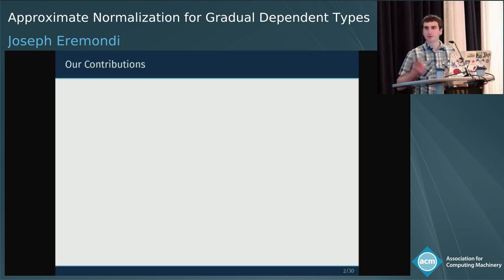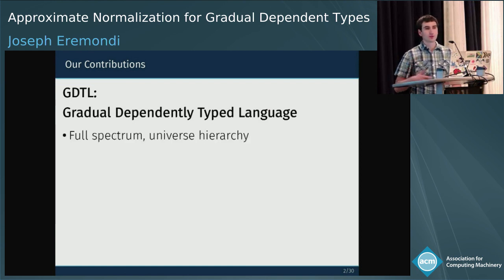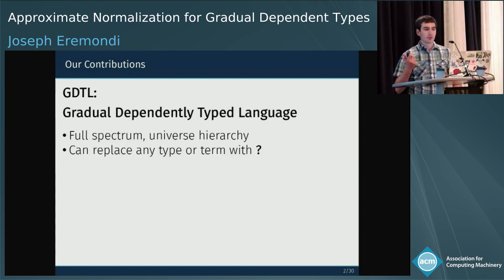So first off, the bullet point summary: what did we contribute? We created GDTL, which is a gradual dependently typed language. So it supports full spectrum dependent types. Types and terms are interchangeable with the universe hierarchy. But the key is that you can replace any type or any term with question mark, the unknown value.